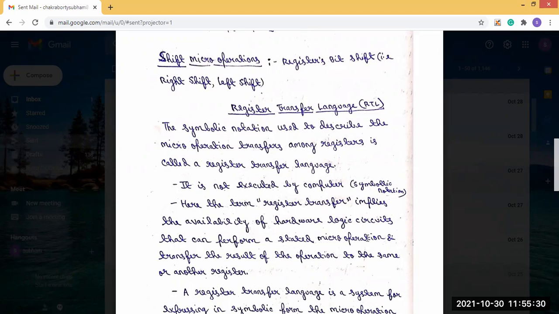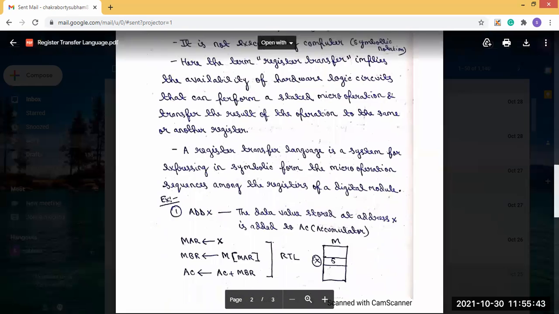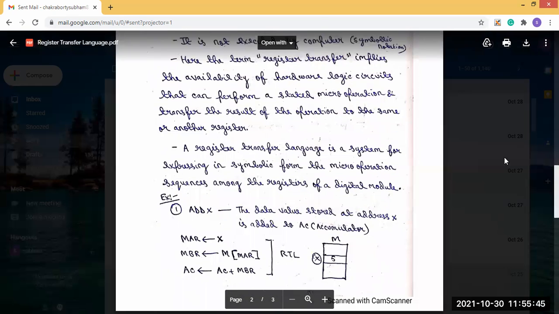So register transfer language is a system for expressing in symbolic form the micro operation sequences among the registers of a digital module. Let us explain that through an example.